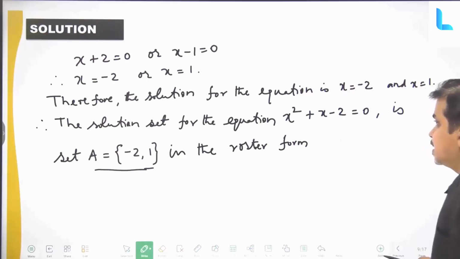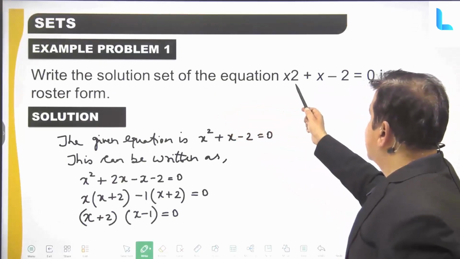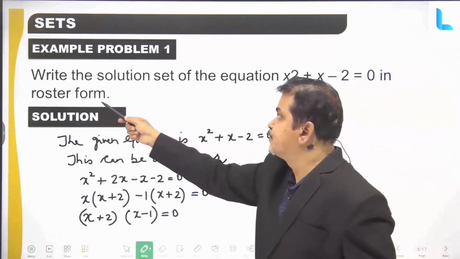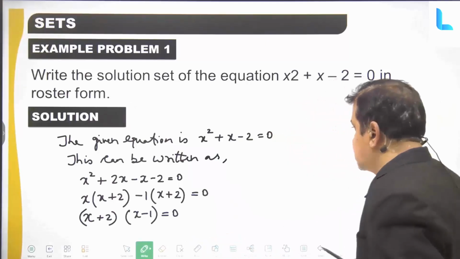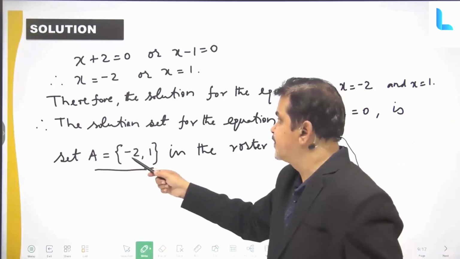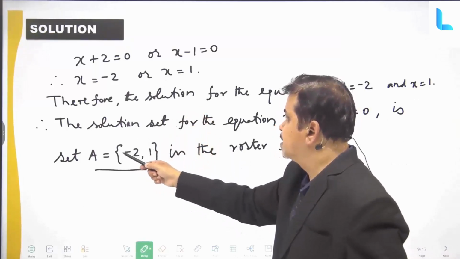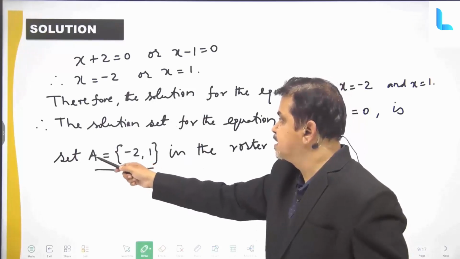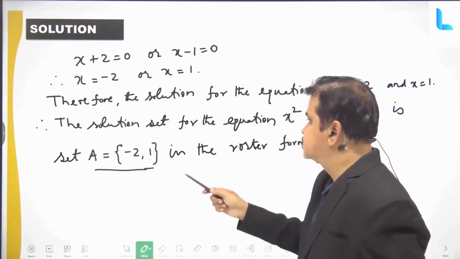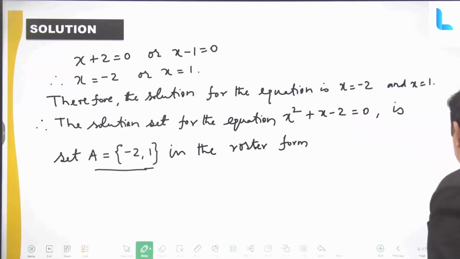Here it is clearly defined that we have to write the solution set of the equation x square plus x minus 2 equal to 0 in the roster form. So this can be written in the form of a set where minus 2 and 1 are the solutions, which can be written as set A in braces, minus 2 comma 1. This is the representation in the roster form.